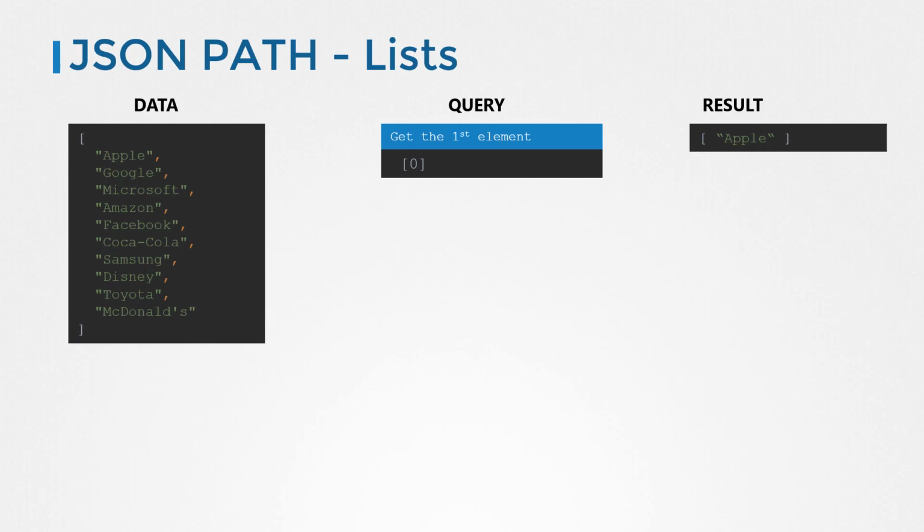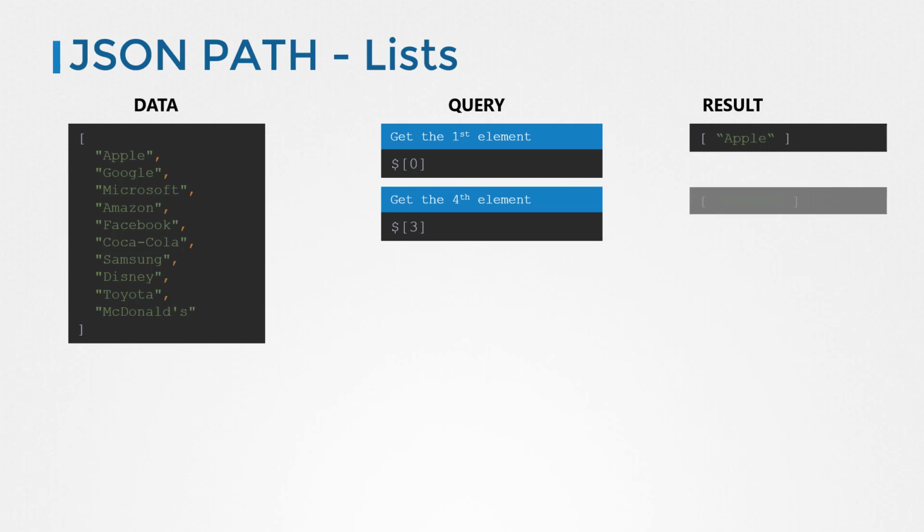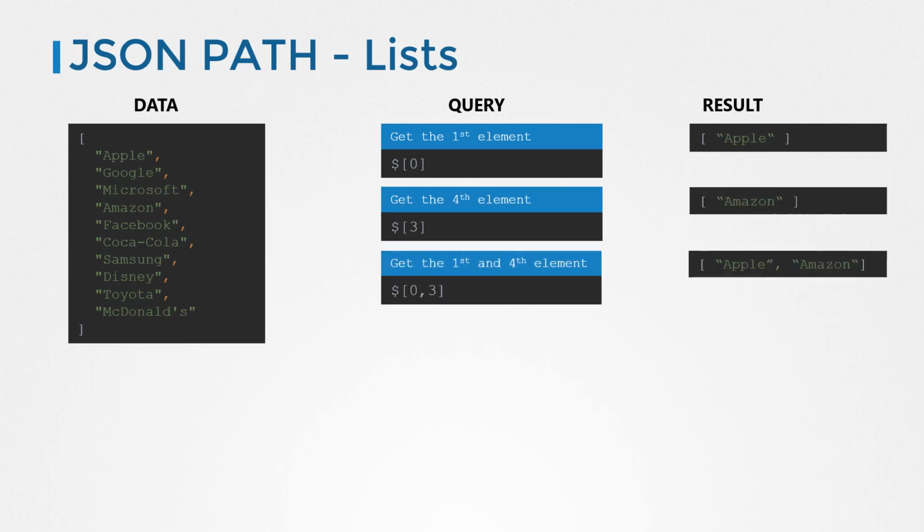To get the first element, we say $[0]. To get the fourth element, we say $[3]. And to get the first and the fourth element, we say $[0,3]. Let us look through some additional options.